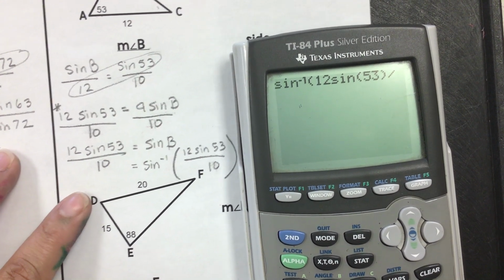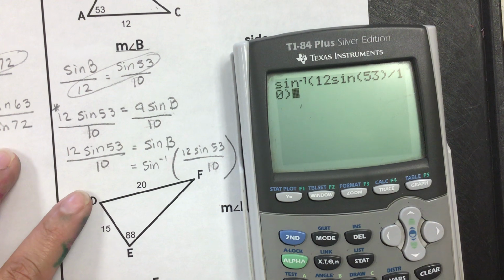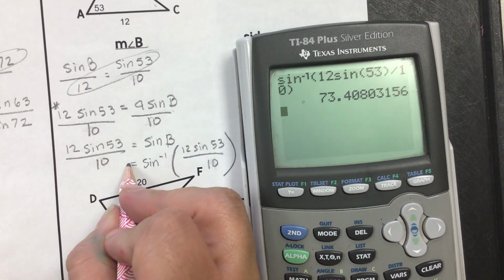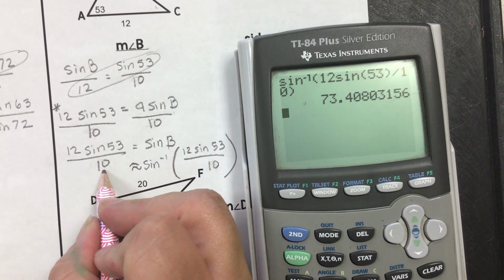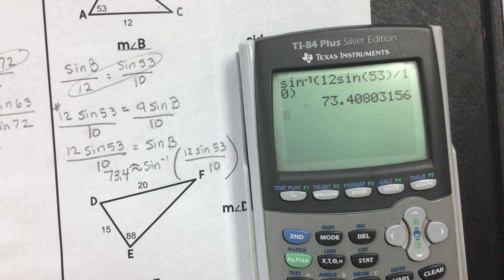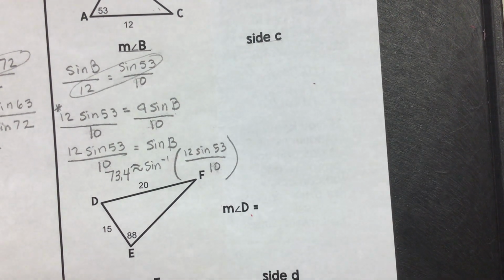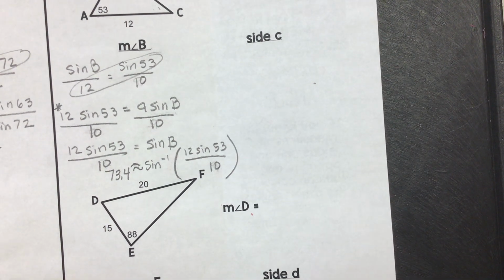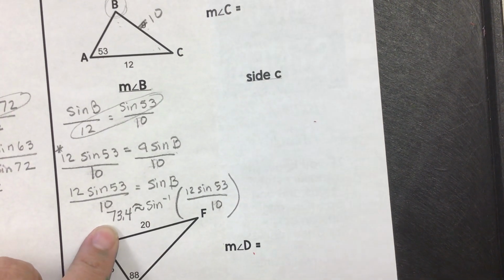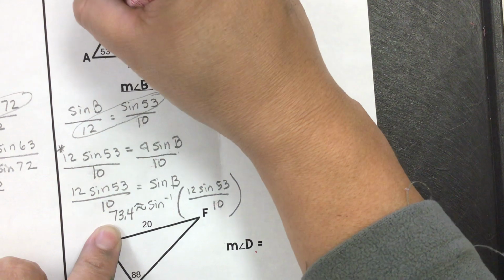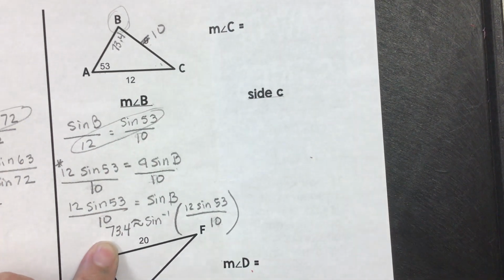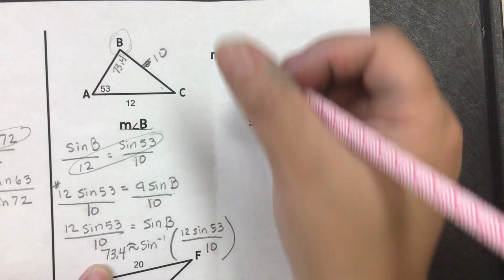Anyways, so then we're going to divide by 10 and close the parentheses for the inverse. And you should have gotten that it's going to be approximately 73.4. Now that you got an angle measure, we can find the other angle. This was angle B, 73.4. So to find C, we can still subtract from 180.